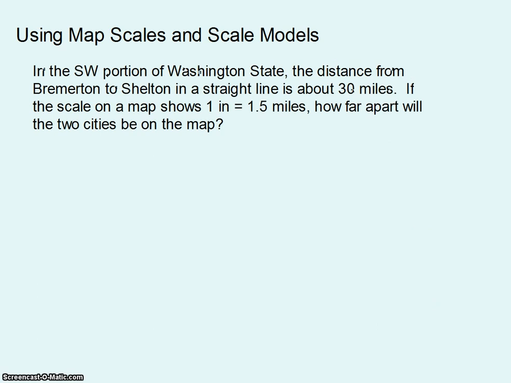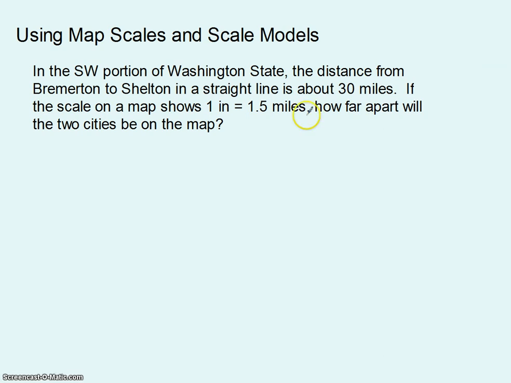Going on to another problem. In the southwest portion of Washington State, the distance from Bremerton to Shelton in a straight line is about 30 miles. Okay? If the scale on a map shows 1 inch equals 1.5 miles, how far apart will the two cities be on the map?